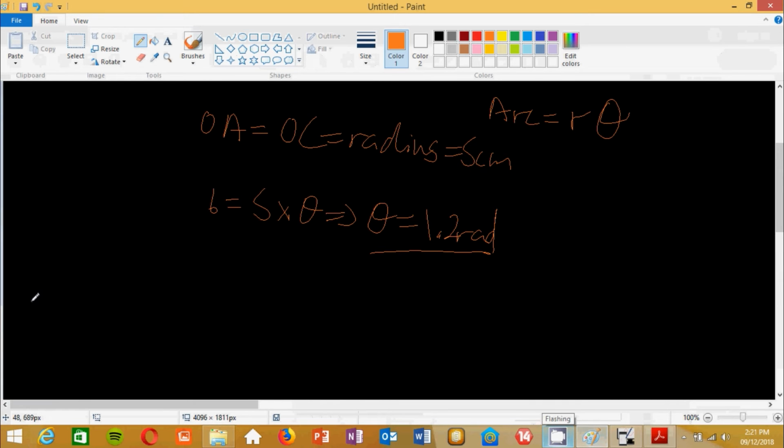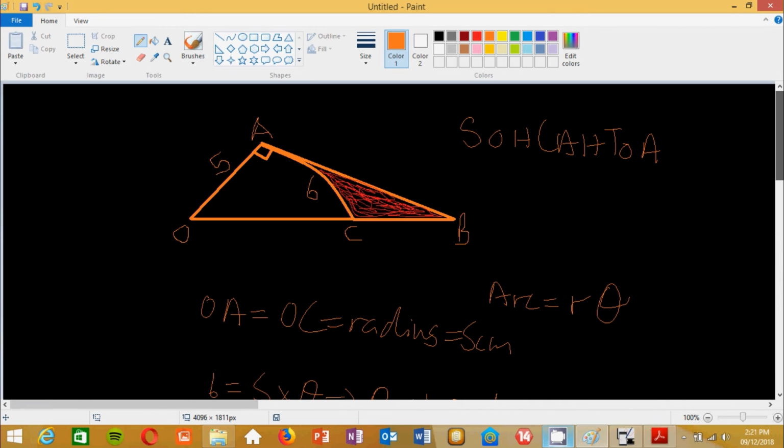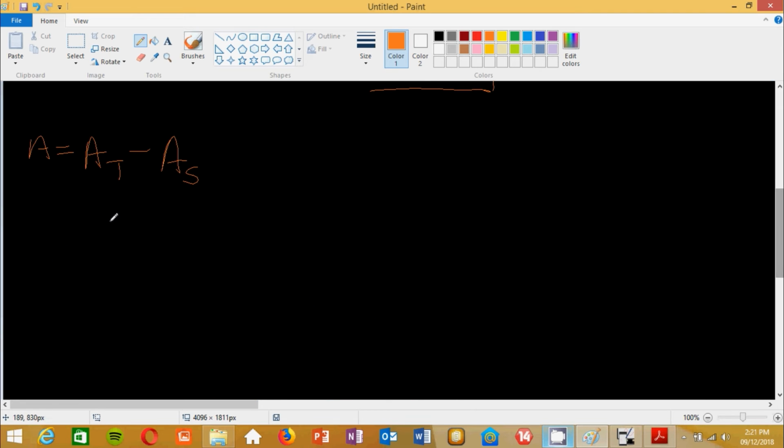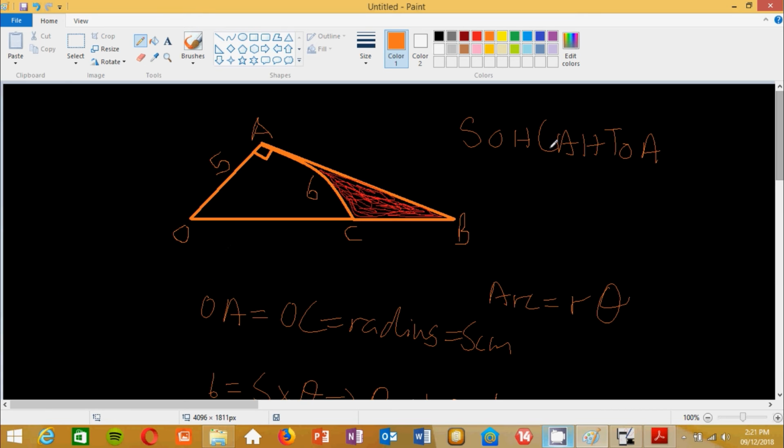Now, what is the area of the triangle? Well, this is a right angled triangle, so the area is equal to half times the base times the height. The base is 5 and the height is AB. So the area of the triangle is equal to a half multiplied by 5 multiplied by AB. But I don't know my AB. How do I get my AB? SOHCAHTOA. I use my trigonometry.